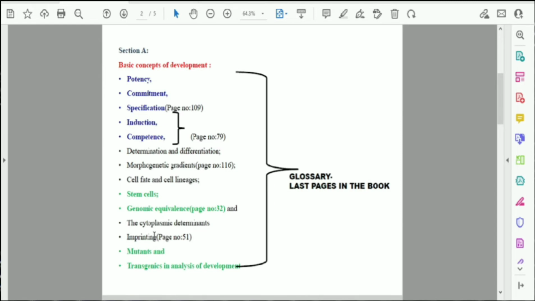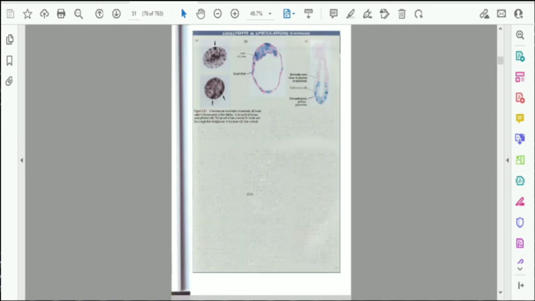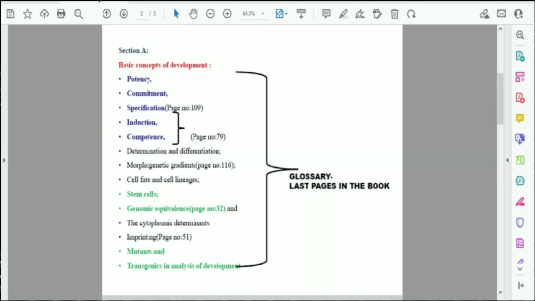Okay, and this imprinting is given on page number 51, and questions have also been asked from imprinting. For those topics, if you didn't find any good notes in this book, go and refer to Wikipedia or your internet sources.